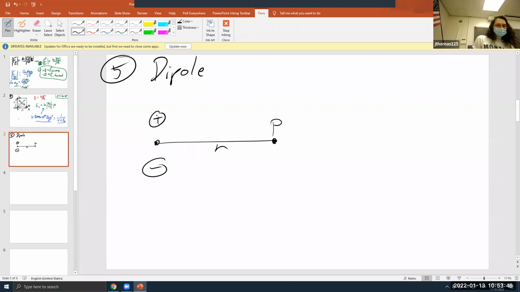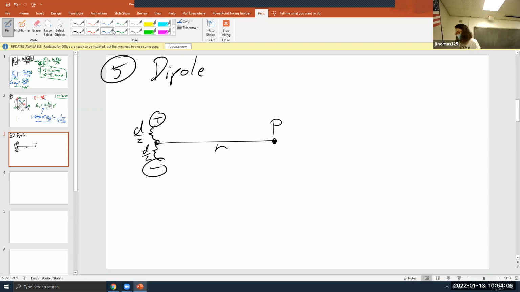And then they also define the distance here. They define this distance as d over 2, and this distance also has to be d over 2. All right, you have the diagram there in your homework problem.